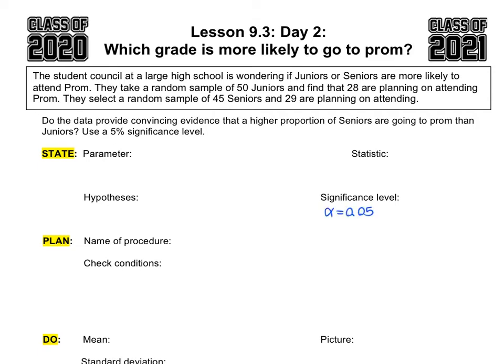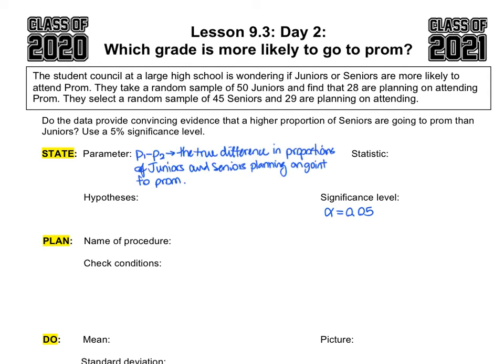You may remember that our parameter is p1 minus p2, which is the true difference in proportions between juniors and seniors going to prom. The sample statistic, of course, is p1 hat minus p2 hat, but before we can find the difference in proportions, we need to actually have the individual proportion values. This is the same statistic that we used to build our confidence interval with last time.